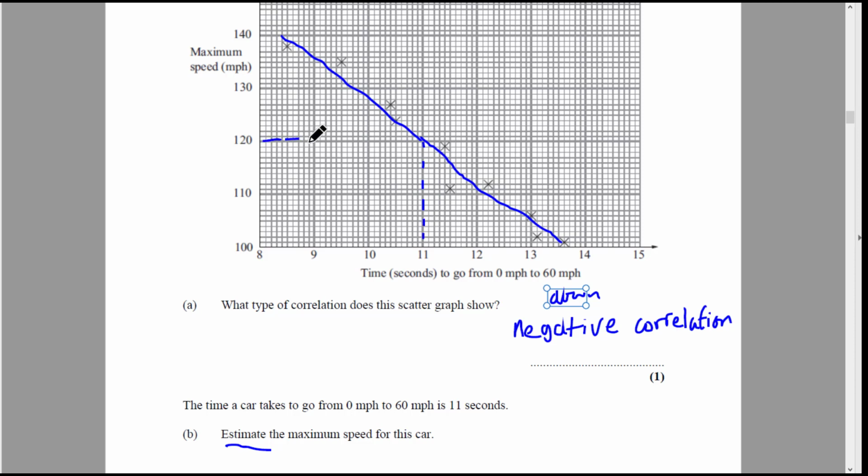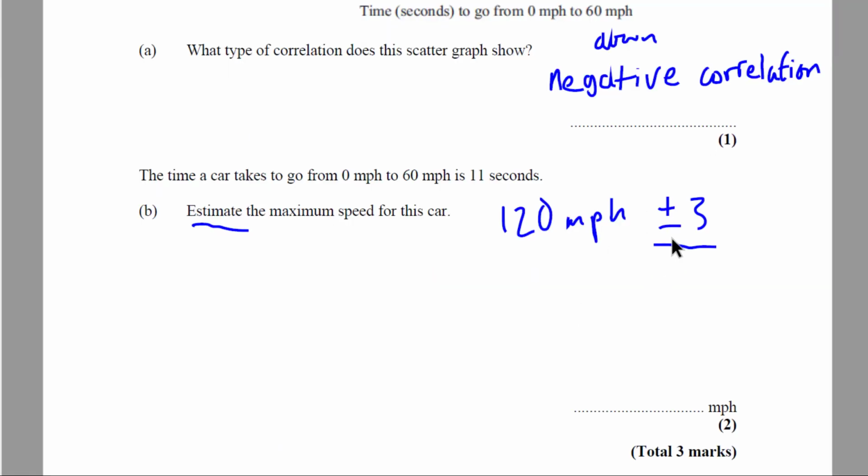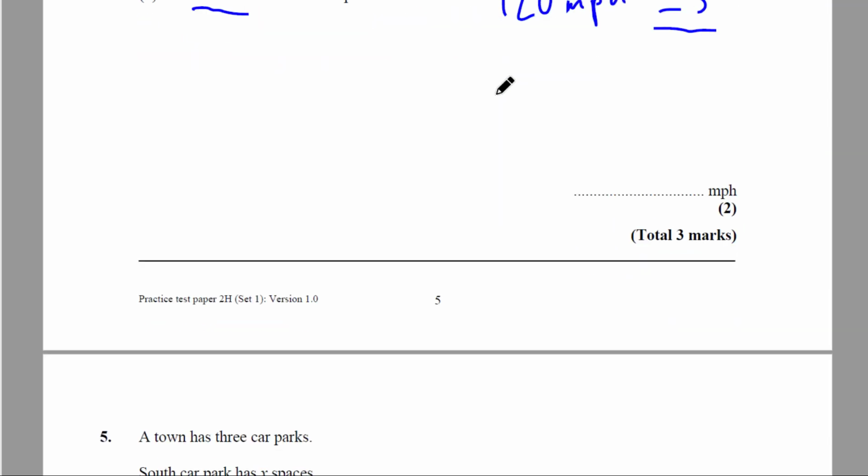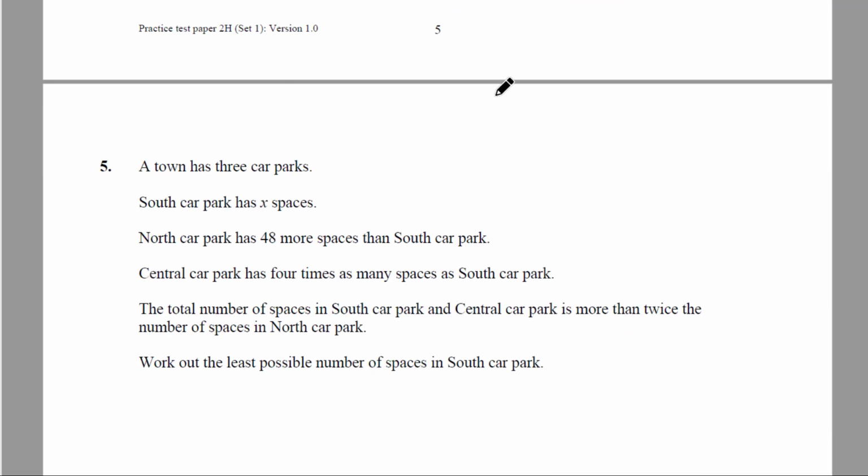It's good form to do this. Sometimes that's worth a method mark on its own. And you can see that is 120 miles per hour. So they do set a tolerance between plus and minus 3. Sometimes the figure is greater, and as long as your line of best fit is decent, you'll get the full marks on that. So that's an easy 3 marks.